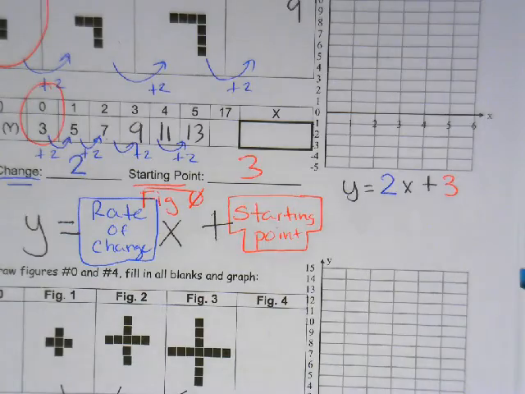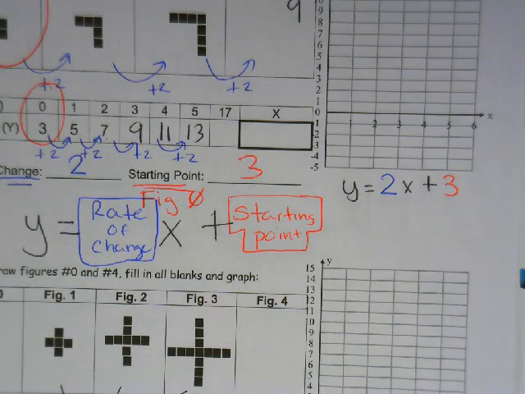So, in 8th grade, you're going to have to come up with these equations, right? And these equations are pretty easy if you understand where these two numbers are coming from. One's your rate of change, and one's your starting point.